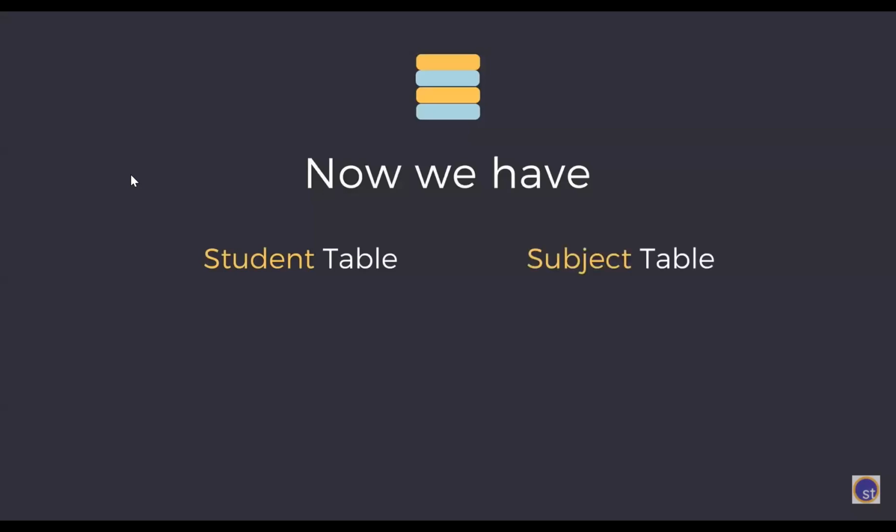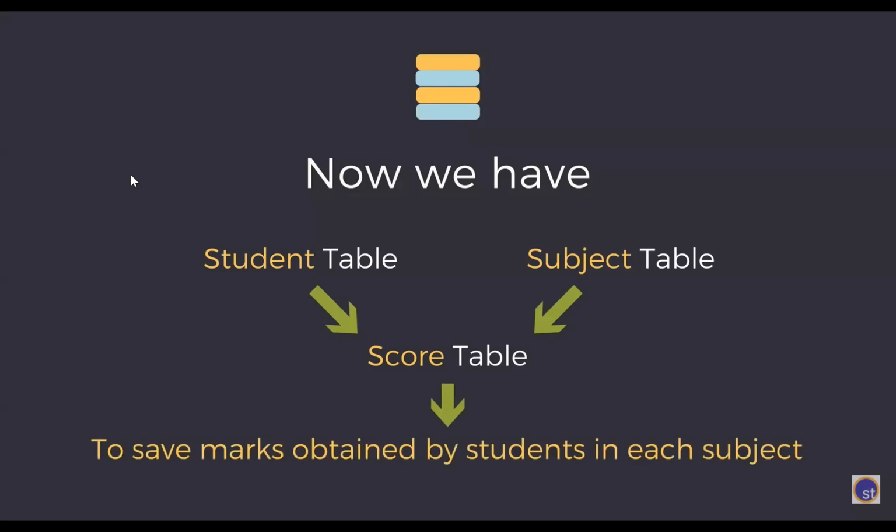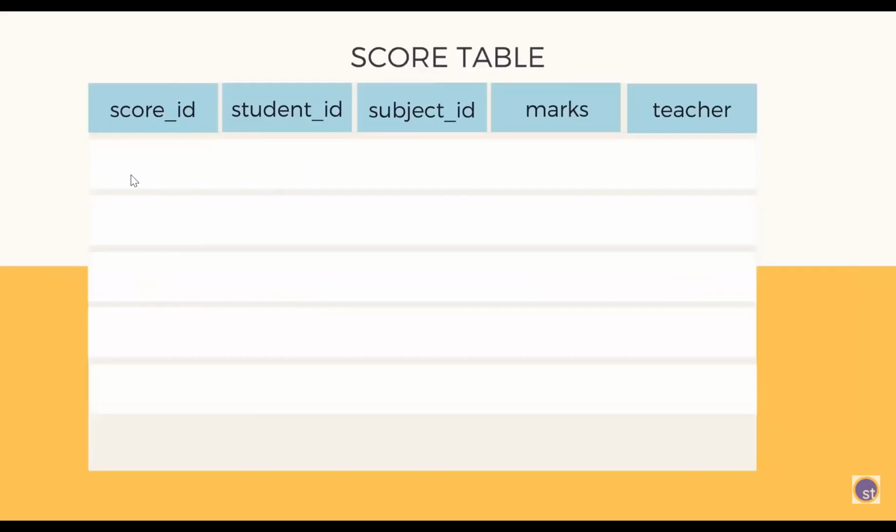During exams, another table score is created to store the marks obtained by every student in the respective subjects. Also, the name of the teacher who teaches the subject is saved along with the marks. So in our score table, we will have columns score ID, student ID, subject ID, marks, and teacher name. Let's add some data to this table.